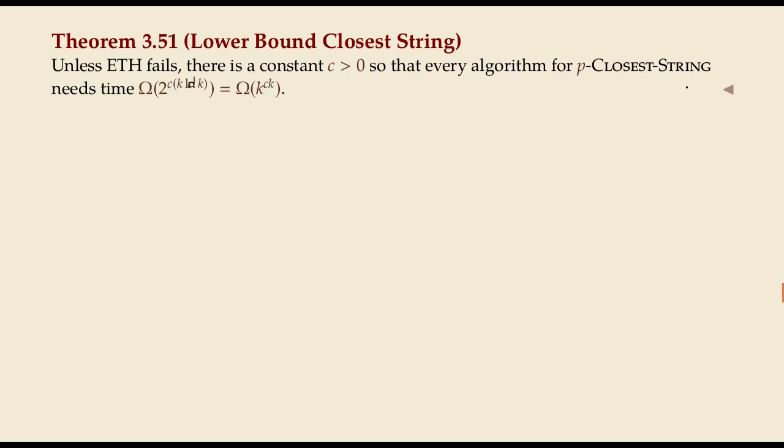So essentially it says that closest string will not have an algorithm that gets below k to the k. Maybe there's a constant in the exponent that can be improved. So it might be k to the k half, which would still be better. We can't exclude that. Not based on ETH, but still the form of the function must be like this. And that means that the algorithm we've seen is not so far from optimal, even though it wasn't extremely tricky.